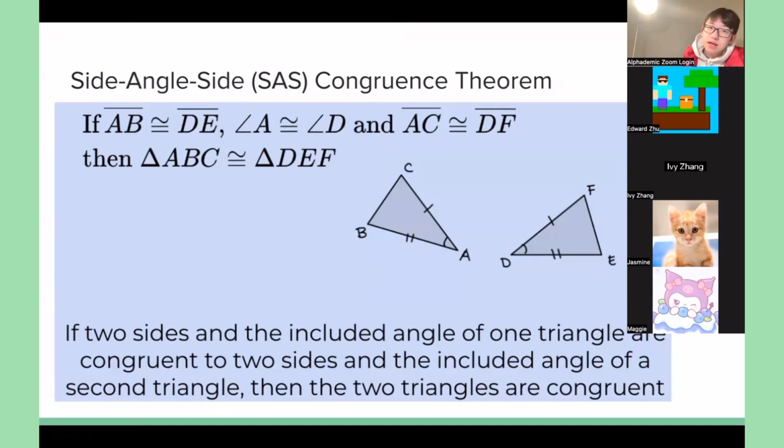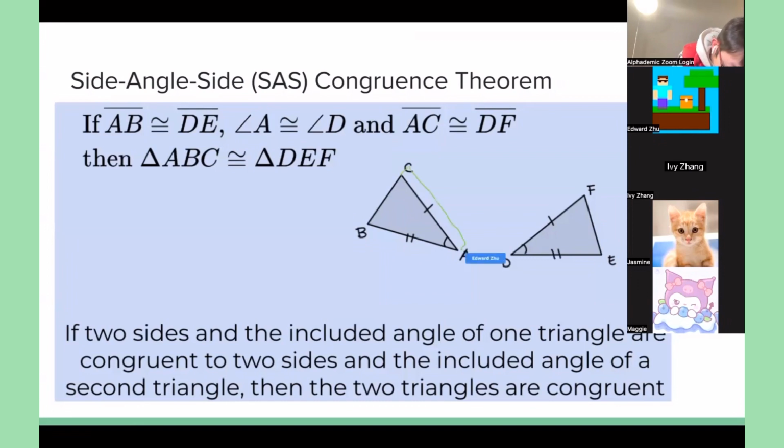So it states that, using these two triangles on the screen as an example, if segment AB is congruent to segment DE, and angle A is congruent to angle D, and segment AC is congruent to segment DF, then triangle ABC is congruent to triangle DEF. And the key thing about this is the two sides and the included angle, which means that from this you can see that you have this side, right?